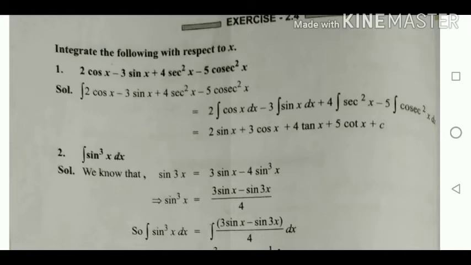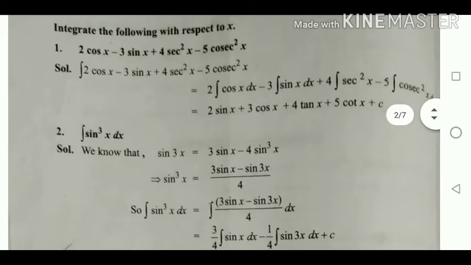Likewise, when secant square x is integrated, we get tan x, whereas when cosecant square x is integrated, we get minus cot x. Okay. Now I am applying these formulas here in order to arrive at the answer for this sum.